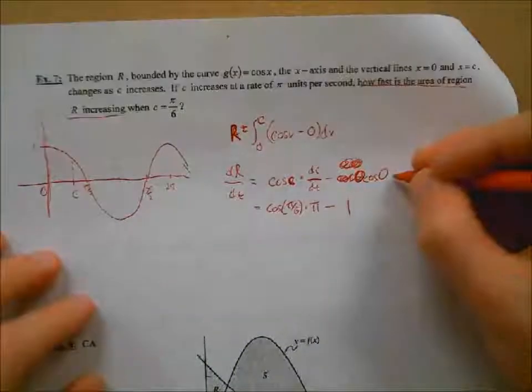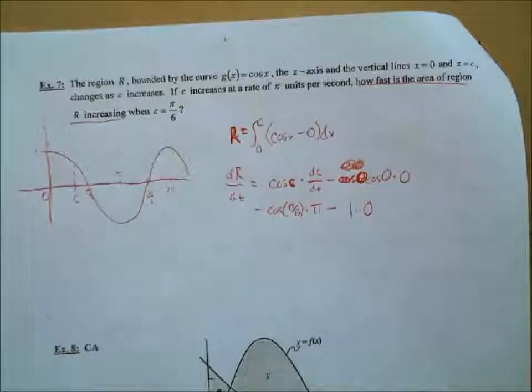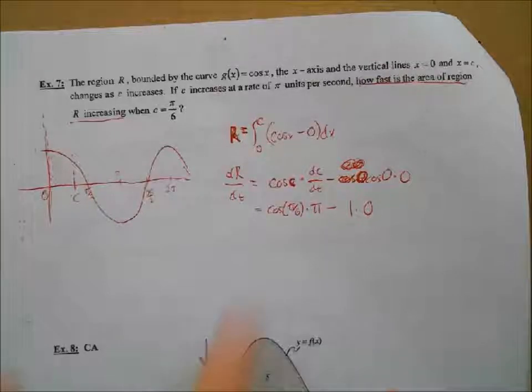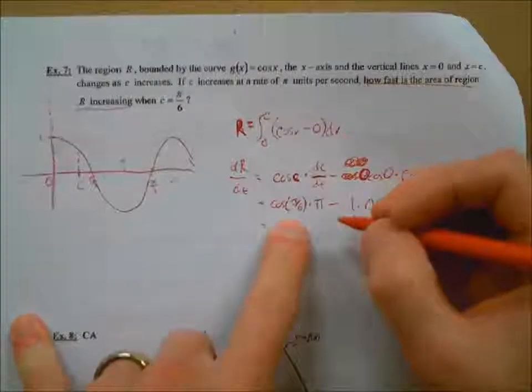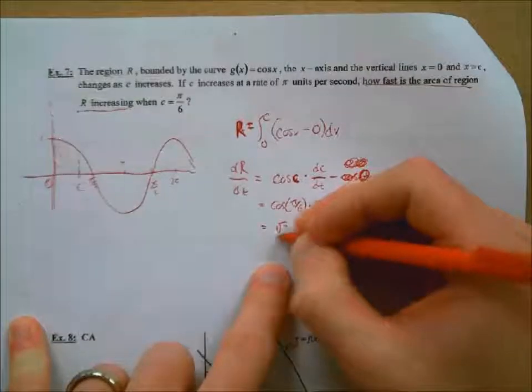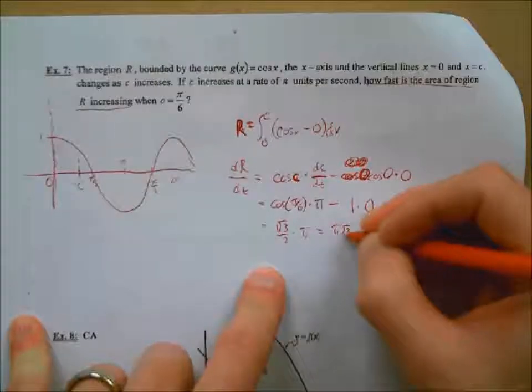Oops, but it's times 0. The derivative is 0, so it's actually 1 times 0 there. I forgot to multiply by the derivative of 0, which is 0 as well, on the outside by the chain rule. So that lower limit is going to disappear. Cosine of pi over 6 is root 3 over 2 times pi, and so we get pi root 3 over 2.